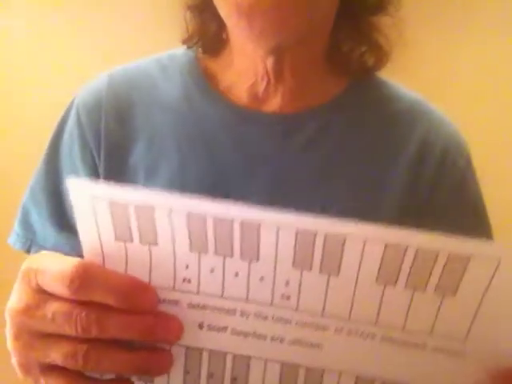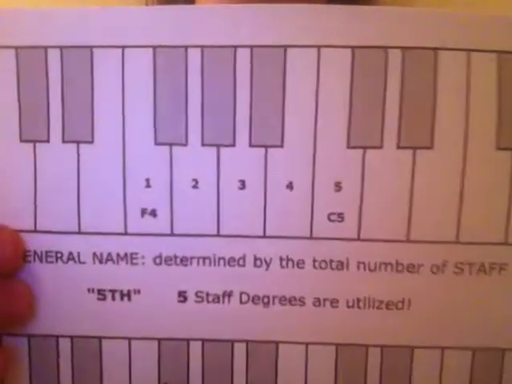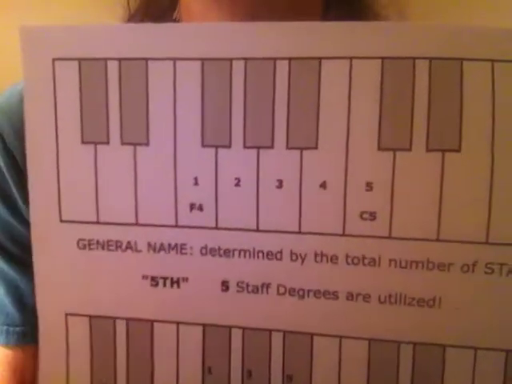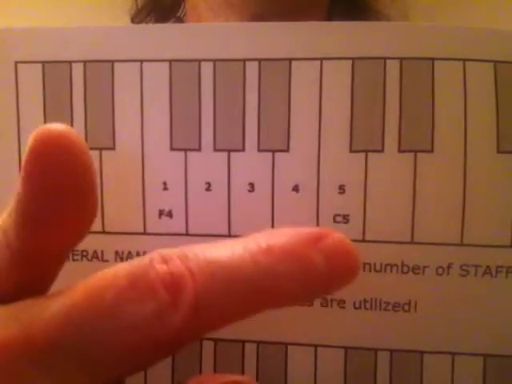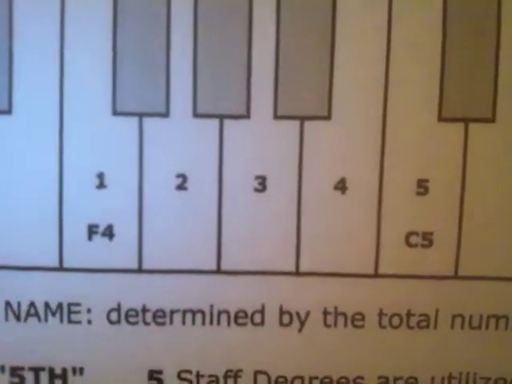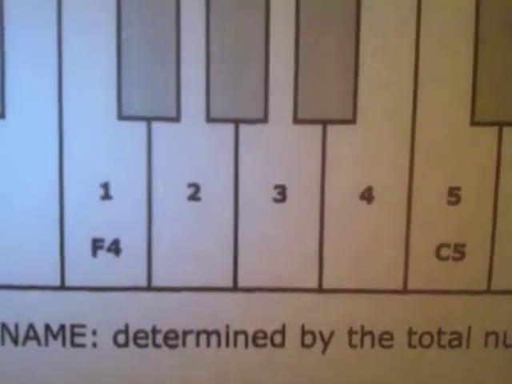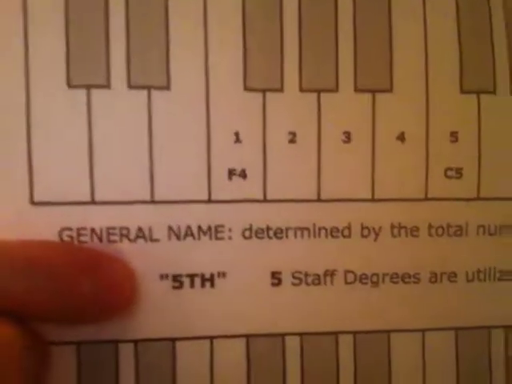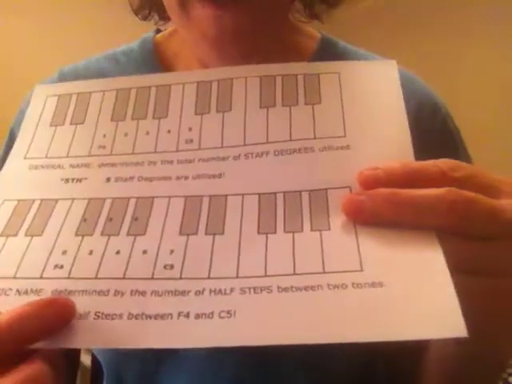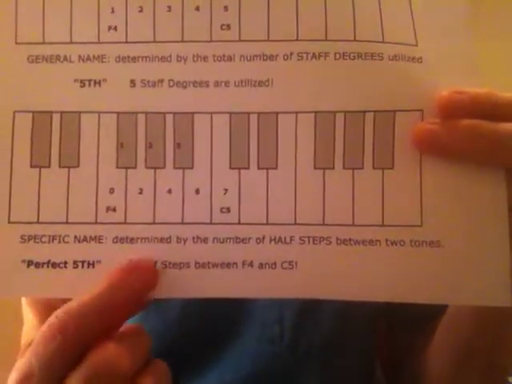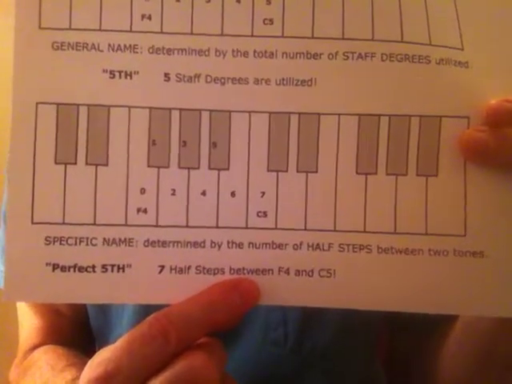Well, let's look at it precisely. Based on staff degrees that are utilized, actually used, we count F4 as 1, then 2, 3, 4, 5. So you see you have 5 degrees utilized, being taken into consideration, and that's how you get the term fifth. 5 staff degrees are utilized. That's how you get your general name. Now, for the specific name, and I'll go into this in more detail later, the specific name is determined by the number of half steps between the tones. All right, the specific name.